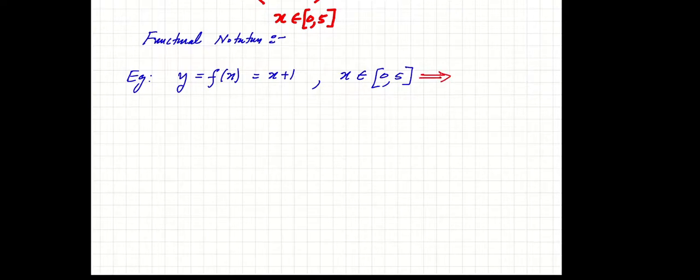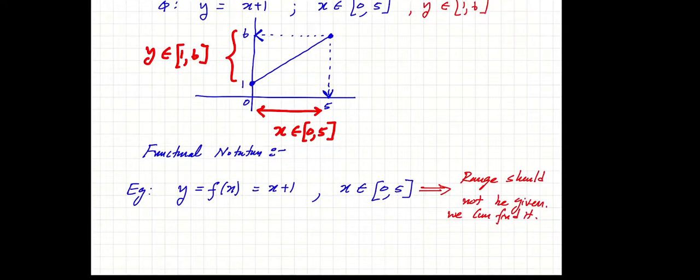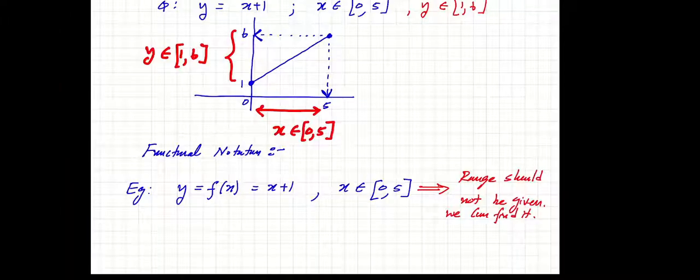you can eventually find the range. Range should not be given. We can find it. How can we find it? Plug the values in. So like here, you put the 0 value here.